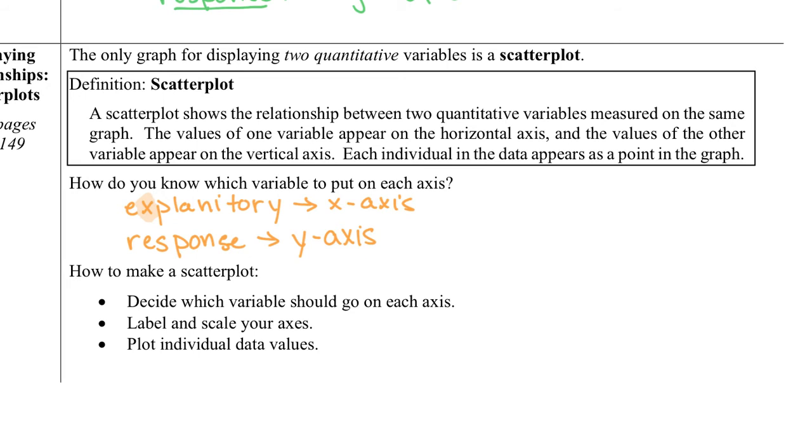How to make a scatter plot: decide which variable should go on each axis, label and scale your axis, so really think about where things are going to go, and plot your individual values. Just three steps, not too difficult.